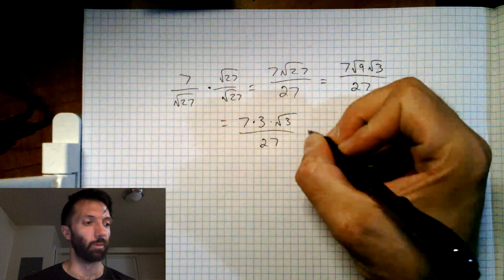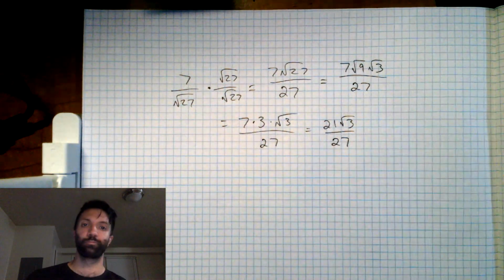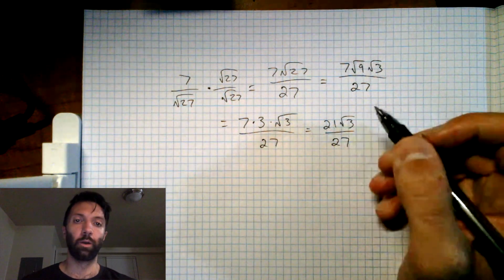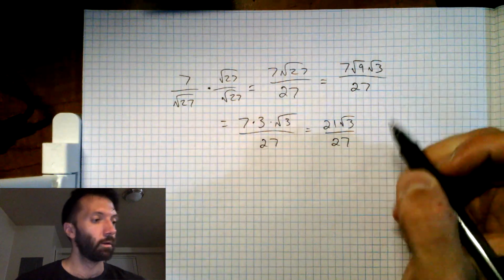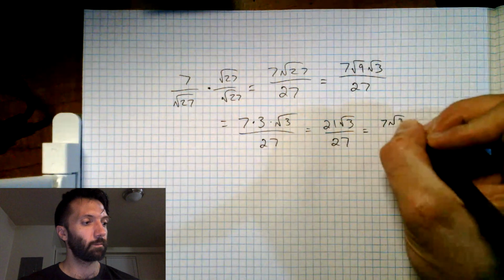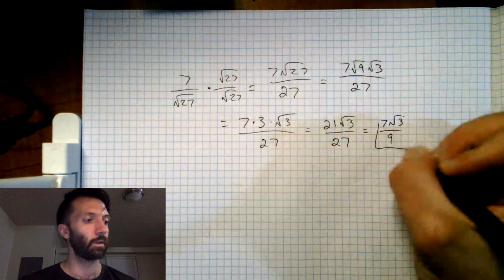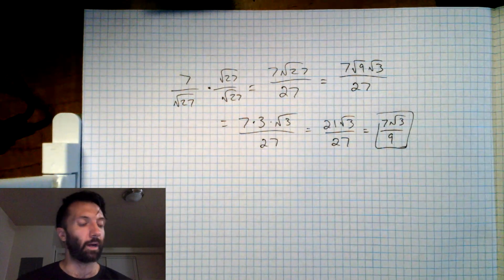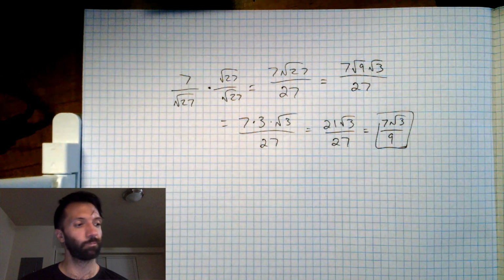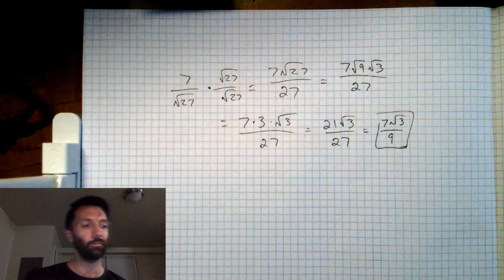And I can do my multiplication. And now I can simplify 21 over 27. 3 goes into 21 7 times, and 3 goes into 27 9 times. And so my simplest radical form here would be 7 root 3 divided by 9. Okay, and with that said, it's been demonstrated.